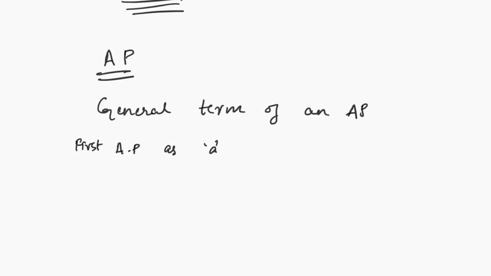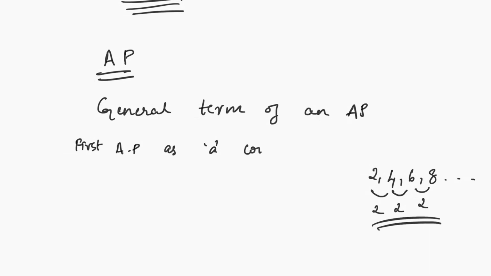The common difference, because if you take the preceding terms, you get a common difference. It's called common difference because if you take 2, 4, 6, 8, etc., the difference between 6 and 4 is 2, and between 4 and 2 is 2 again. So the common difference here is 2. You consider the common difference as D. So let the first term be A and the common difference be D.